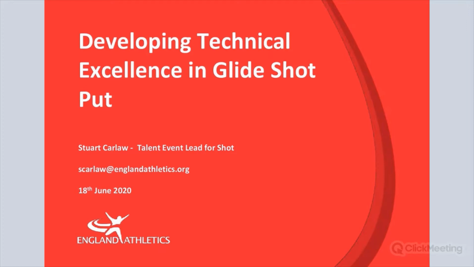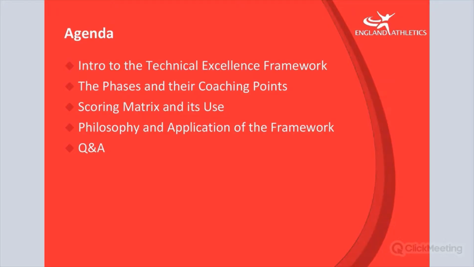So before wasting any more time, this is what I'm going to cover today. I'm going to take you through an intro to the technical excellence framework, explain a little bit about what it is, look at the phases of the throw. We're going to break that down into preparation, drive, airborne, transition, and delivery, and look at some individual technical points within each one of those different phases. Look at how you can assess those phases and use it in a scoring matrix and what that means to you and how you can help focus your technical development processes. Then finally, finish off with some philosophy and application of the framework and a little bit of Q&A.